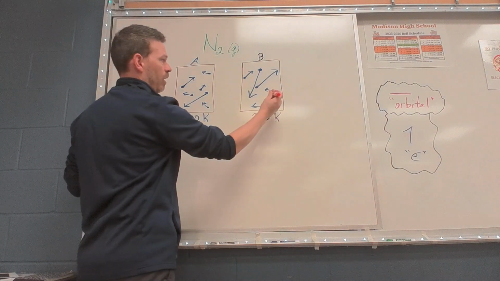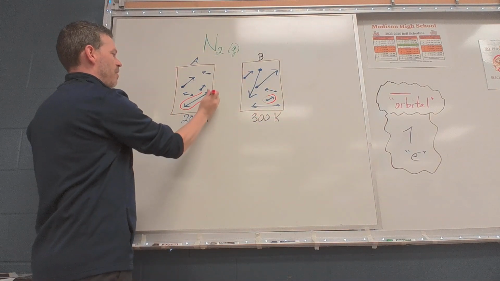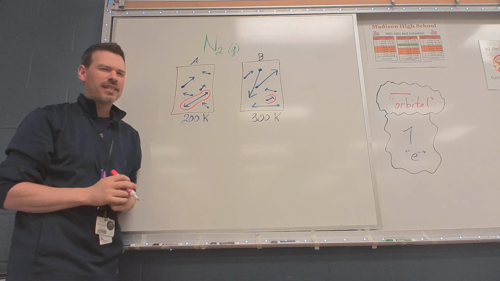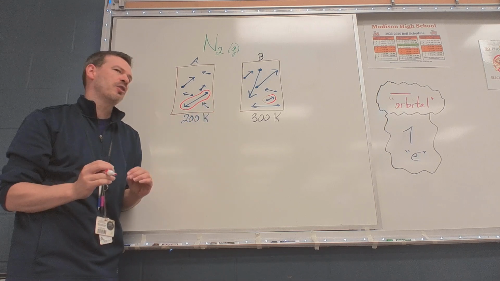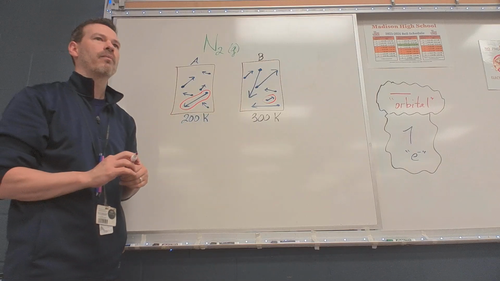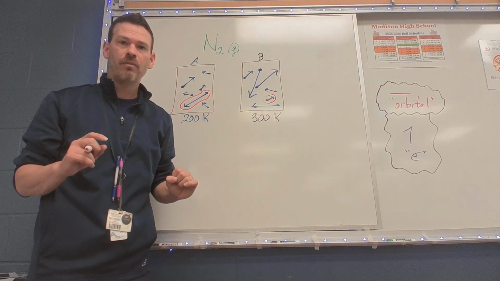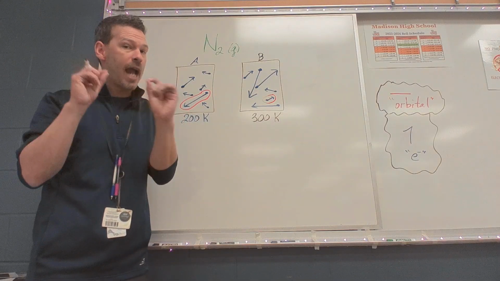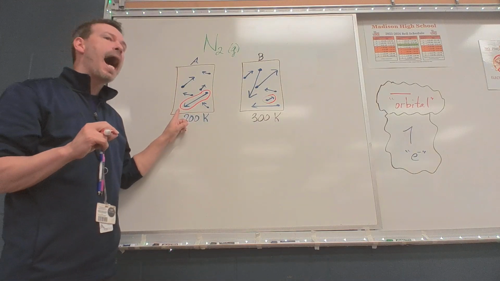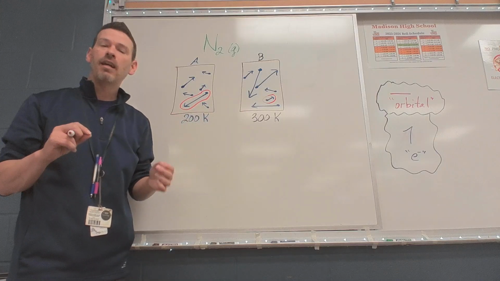See this faster one? There's a nitrogen. See this slower one? There's a nitrogen. Do you see how not all of the nitrogens are moving faster over there? That one's moving a lot slower than that one. On average, they're all moving faster. But if you go nitrogen for nitrogen, I can find faster ones in A compared to B.